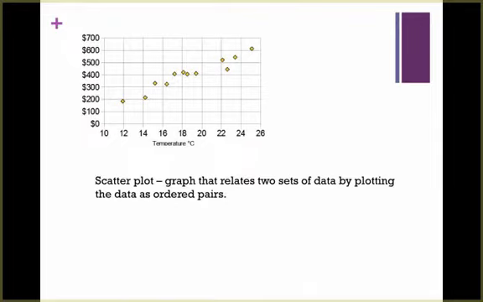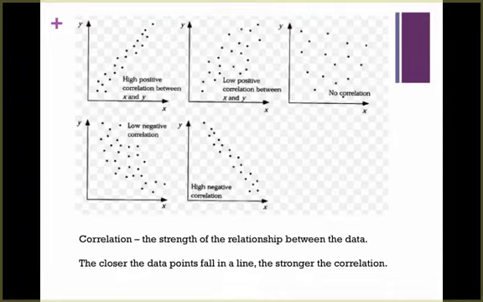The first thing we will talk about is what is a scatter plot, and this should be something you've actually done before. A scatter plot is a graph that relates two sets of data by just plotting the data as ordered pairs. So if you'll notice here, I have an example of a scatter plot. You have some temperatures in degrees Celsius and some dollar amounts on the y-axis, and we've just randomly selected data and plotted the points.